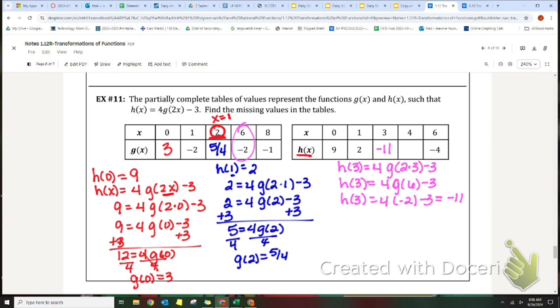And then we're looking for h of 4. So we're going to do the same thing. It's 4 times g of 2 times 4 minus 3. Is 4 times g of 8 minus 3. G of 8 we know is negative 1. So it's 4 times negative 1 minus 3, which is negative 7. And we're able to complete our table.